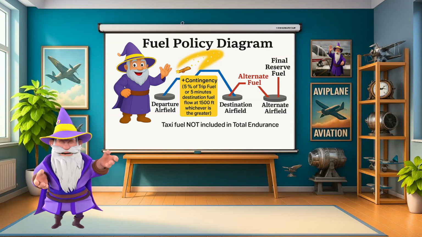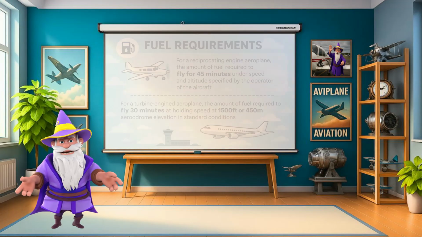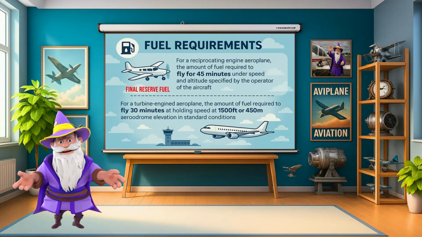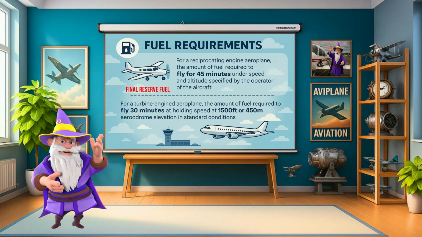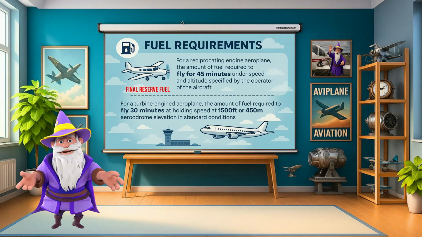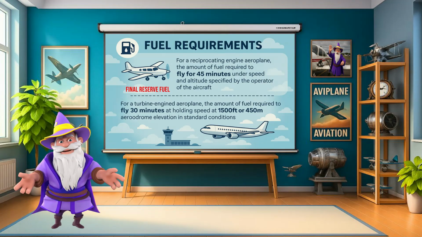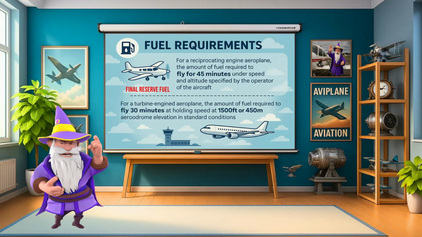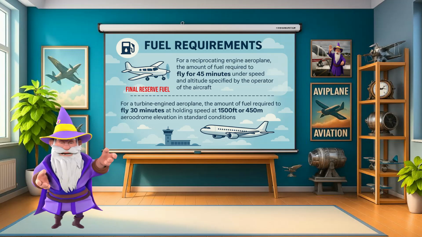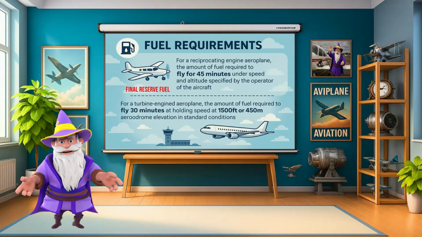Now, let's go to our final reserve fuel. Final reserve fuel is the minimum fuel required to ensure a safe landing when unforeseen circumstances may not allow the flight to be completed as originally planned. For turbine-engined aeroplanes, it must be sufficient to fly for 30 minutes at holding speed at 1,500 feet above the destination, or destination alternate aerodrome in standard conditions, calculated with the estimated mass on arrival.